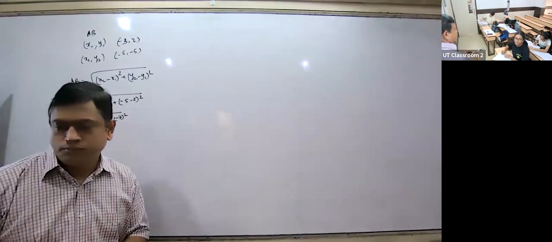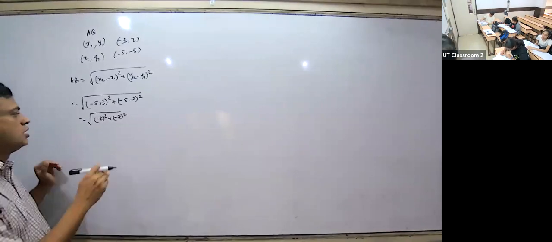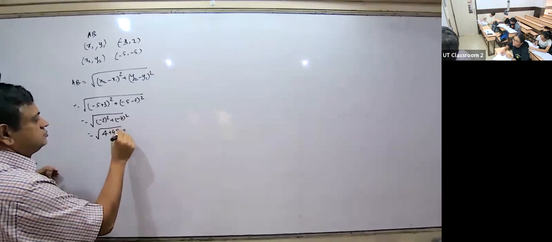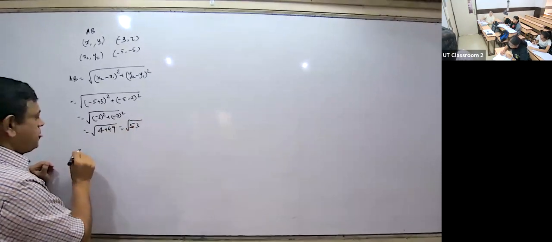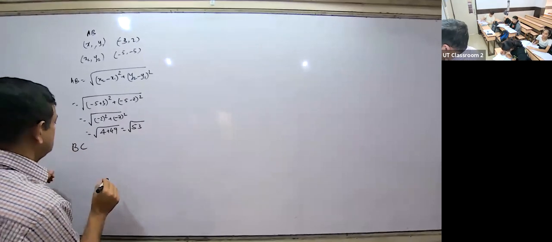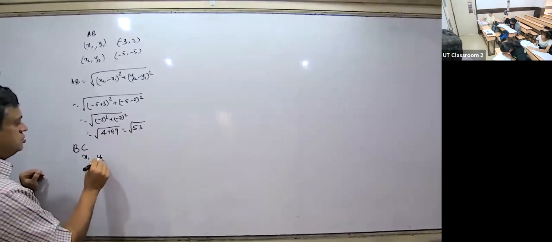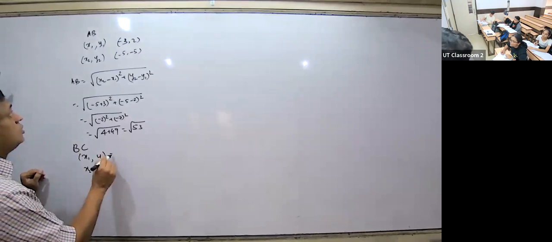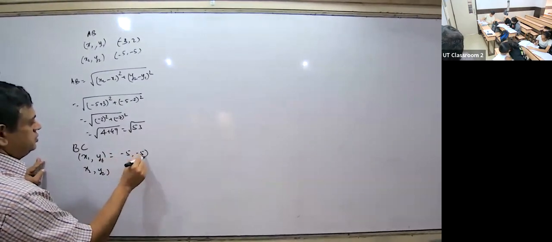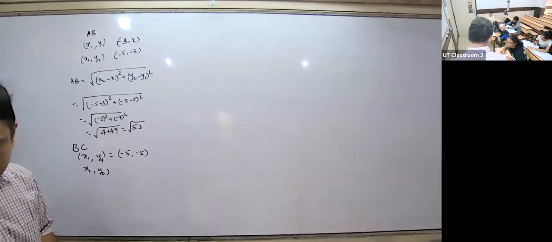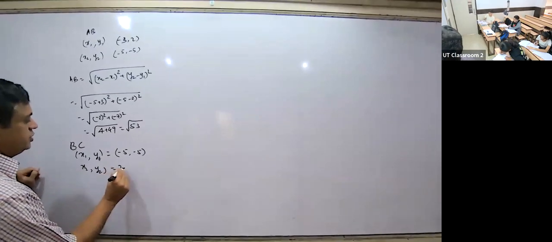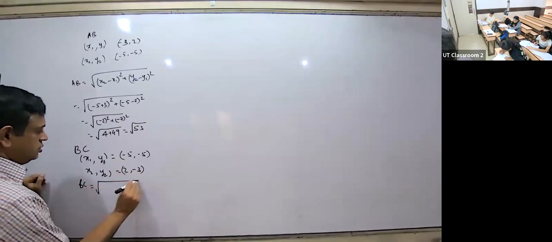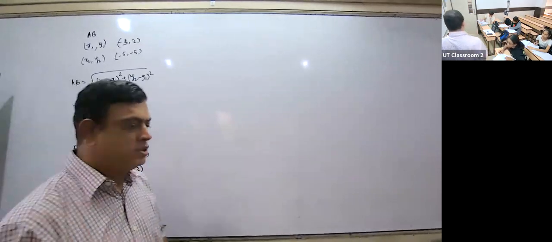Hope you are getting it. Then which is equal to 49 plus 4, 53, root 53. Then find out BC. There, x1, y1 is minus 5, minus 5. X2, y2 is the coordinate of C: 2, comma, minus 2. All of you find out. Then BC is equal to, use the formula. Then CD, AD.